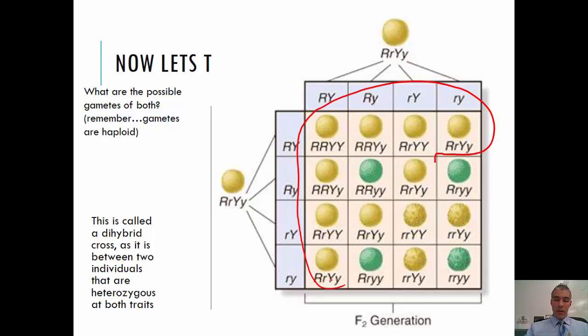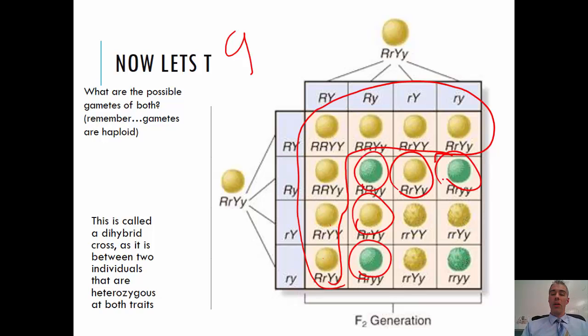So if we circle all of the ones that are yellow and smooth, both of those being dominant traits in this case, you can count how many boxes have those traits. 1, 2, 3, 4, 5, 6, 7, 8, 9. So we have 9 with both dominant traits. How many show 1 dominant, 1 recessive? Well, the green's recessive, but smooth's dominant. So we'll say 1, 2, 3. So 3 show 1 dominant, 1 recessive.